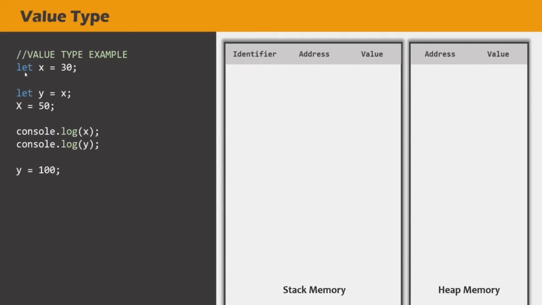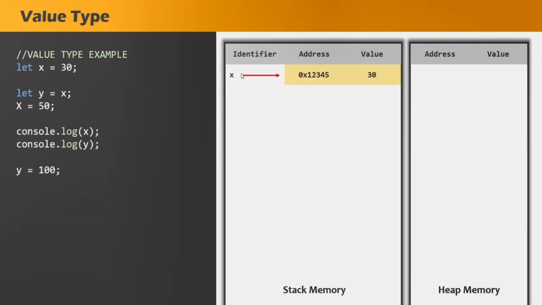So at the first line, we are creating a variable x and we are assigning it the value 30. So this value 30, since it is of number type, and number types are primitive types, and primitive types are value types, and value types are stored in stack memory, right? So this number 30 will be stored somewhere in this stack memory, and an identifier with this x will be created because we are calling this variable x. So an identifier with that name will be created which will point to that memory address where that value 30 is stored in the stack memory.